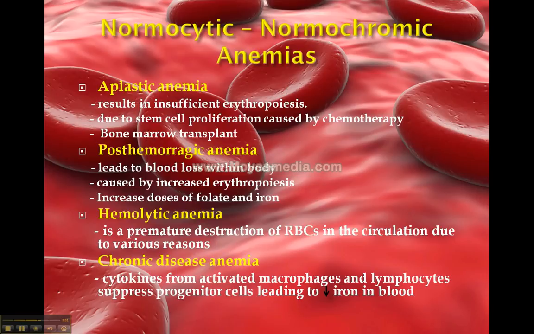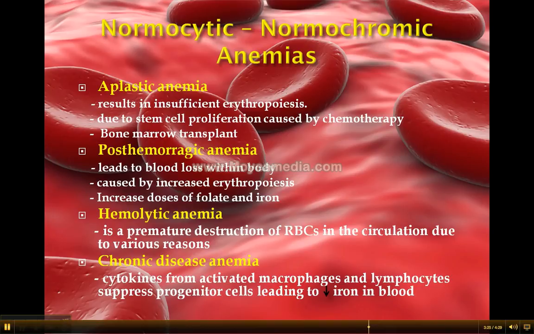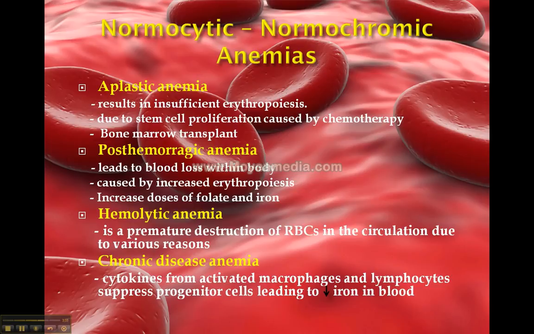The second subtype is post-hemorrhagic anemia. This leads to blood loss within the body and is caused by increased erythropoiesis. Treatments include increased doses of folate and iron, which can just increase the amount of red blood cells in the body. Hemolytic anemia is a premature destruction of red blood cells in the circulation due to various reasons. Chronic disease anemia: cytokines from activated macrophages and lymphocytes suppress progenitor cells, leading to decreased iron in blood.